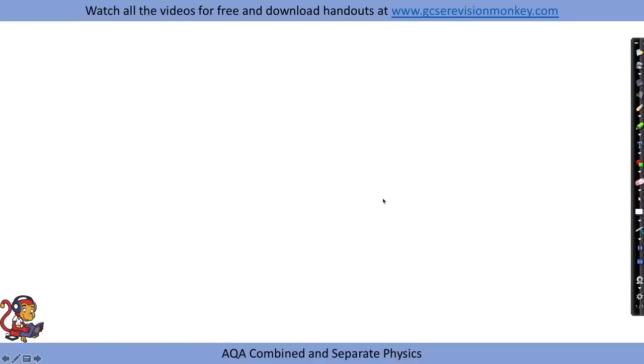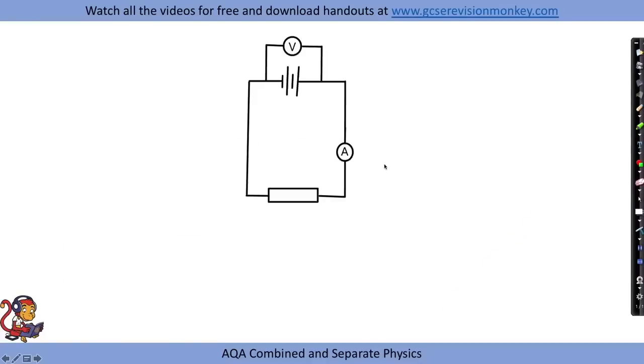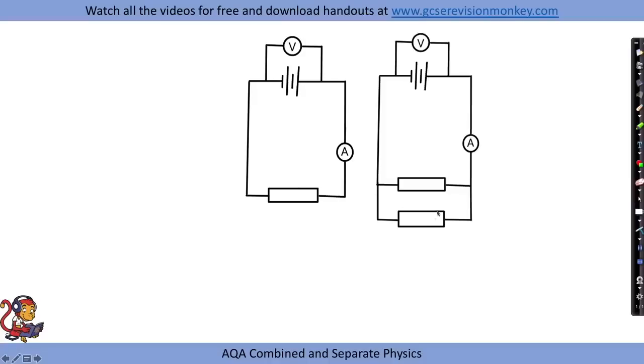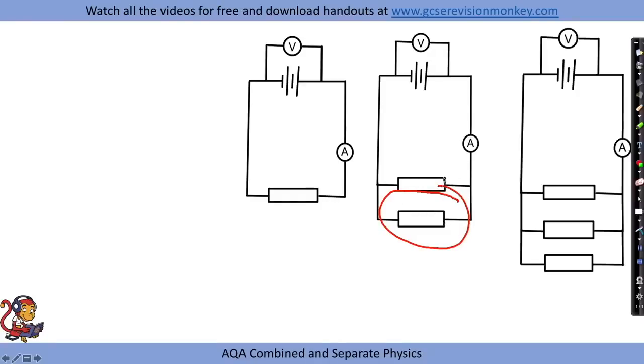So you can do exactly the same practical, but this time for a parallel circuit. You would start with your initial circuit with one fixed resistor, measuring current, potential difference, and using the equation R equals V divided by I as before. But this time you would add a resistor parallel to the first resistor, which will put it in its own separate branch. Again, you'd measure the readings and calculate resistance, and you'd want to add another resistor, again parallel to the other two, and calculate resistance using the potential difference and current readings.